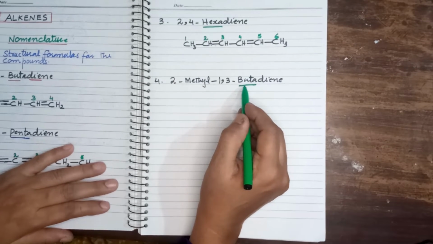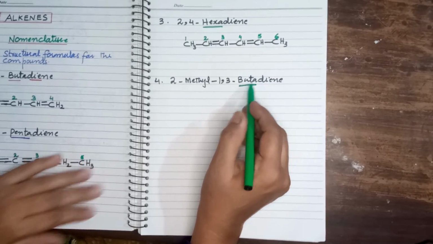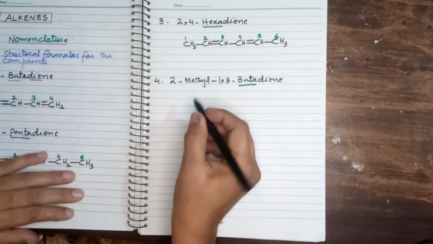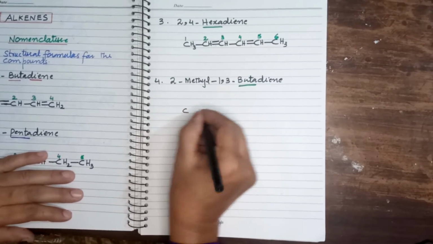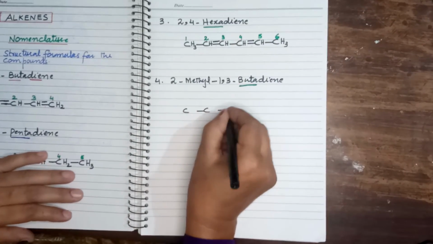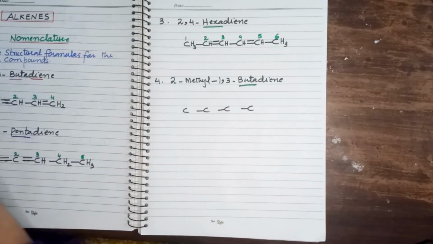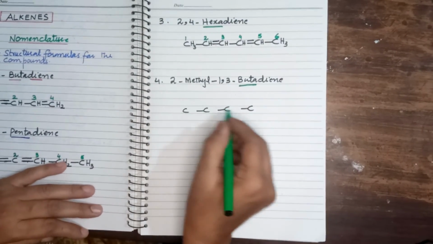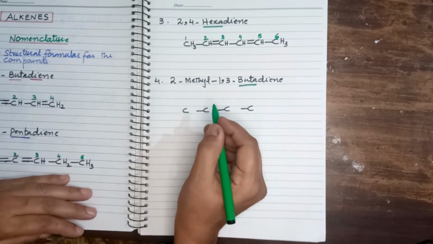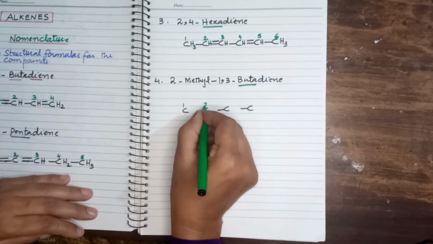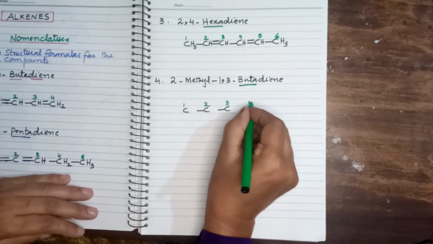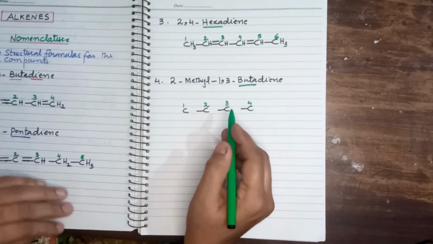Okay students, so first of all, what do we have to do? First of all, we make the skeleton of 4 carbon atoms: 1 2 3 4. Right? Now what is the next step? Yes, in the next step we will do the numbering: 1 2 3 4. Okay, we have done the numbering.